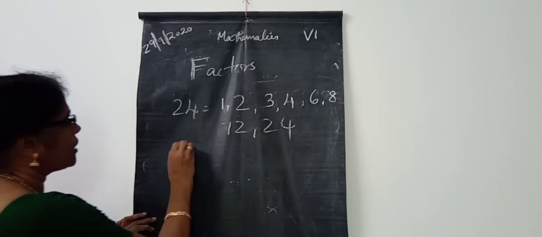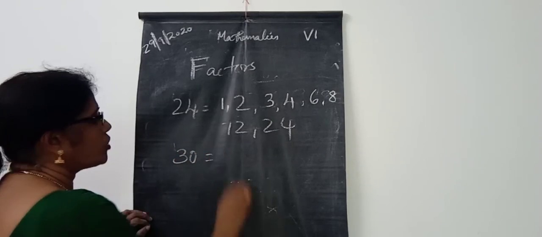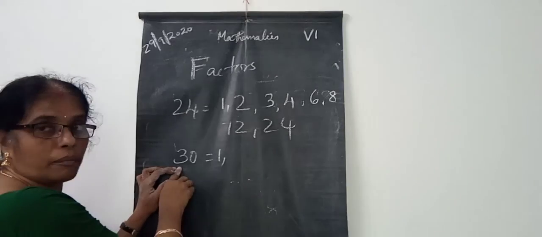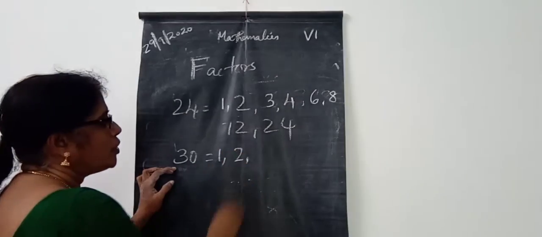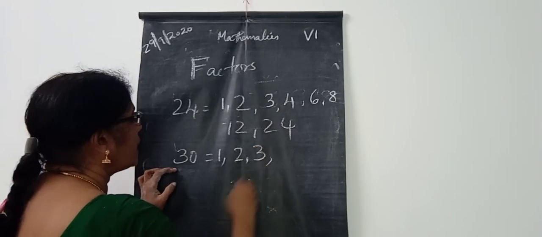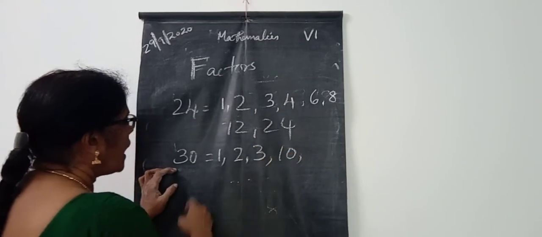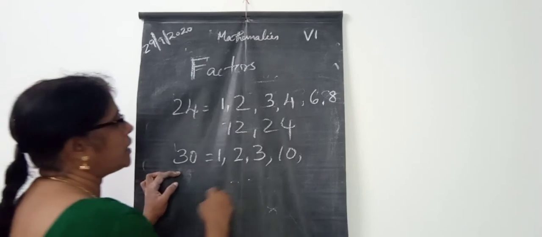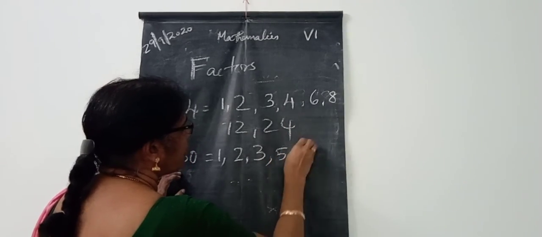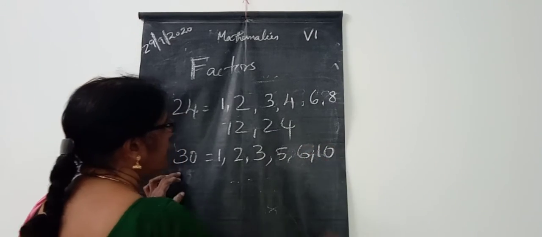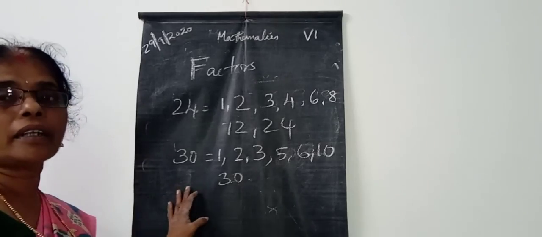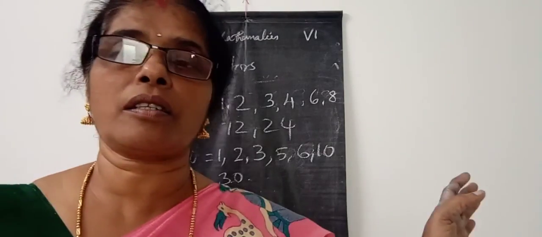And if we take 30, what are the factors of 30? 1, then that is an even number, so 2 is going. 3, 10 3s are 30, so 3 and 10. And 5, 6 5s are 30, so 5, 6, 10 and 30. Okay, these are the factors of the number.